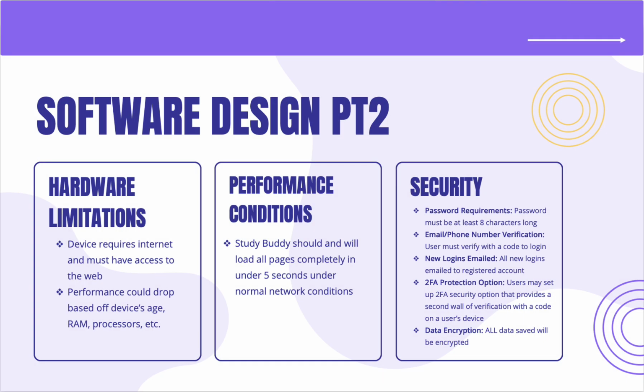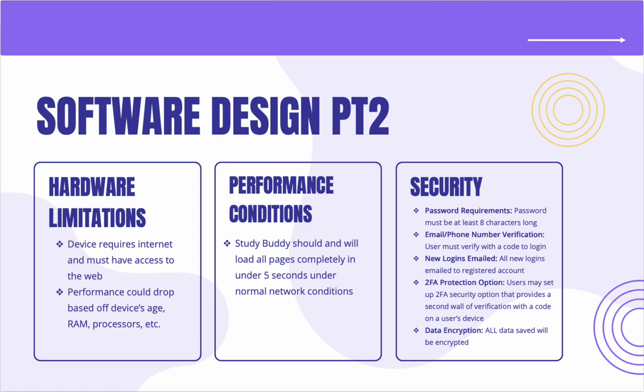This second part of our software design focuses on the hardware constraints, performance goals, and security measures we implemented for StudyBuddy. Since StudyBuddy is web-based, users must have an active internet connection. Performance can also vary depending on the age and power of the device, such as available RAM or processor speed. We prioritize speed and responsiveness. StudyBuddy is designed to fully load pages within 5 seconds under normal network conditions, ensuring a smooth user experience across devices. Security was essential, especially since we're handling user accounts.